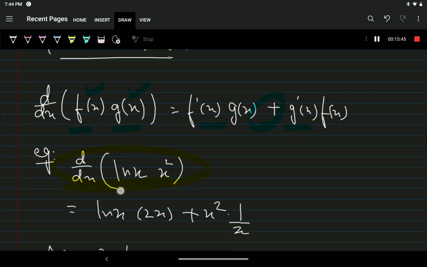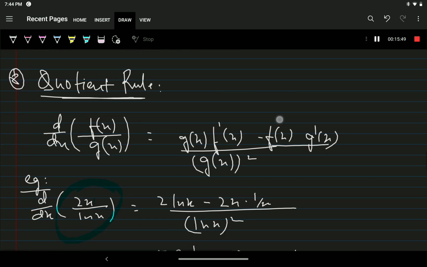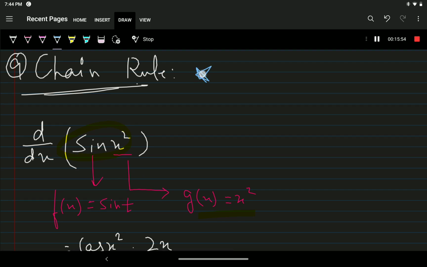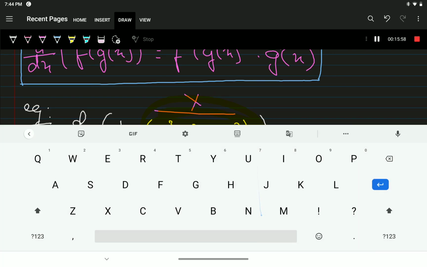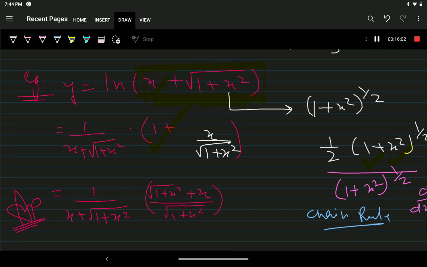This is the product rule, a very, very important rule. Learn this formula. And the quotient rule. The chain rule is an extremely important rule. If you know the chain rule, you know half of the calculus part in JEE. This is an important question.